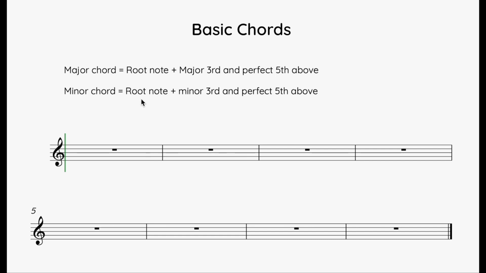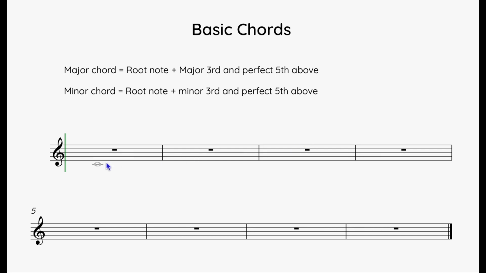So for a minor chord we start with the root note, and above the root note we add a minor third and a perfect fifth. So if we know our intervals, then we can write any major and minor chord. So let's demonstrate, shall we?